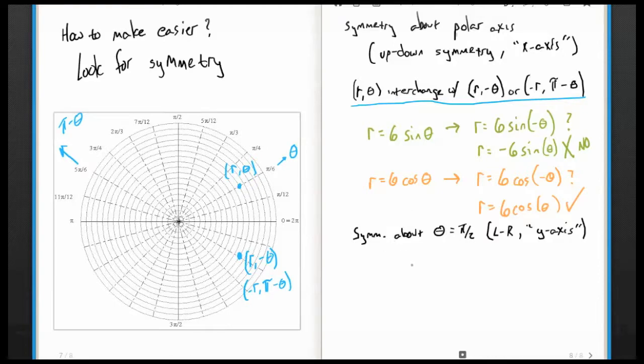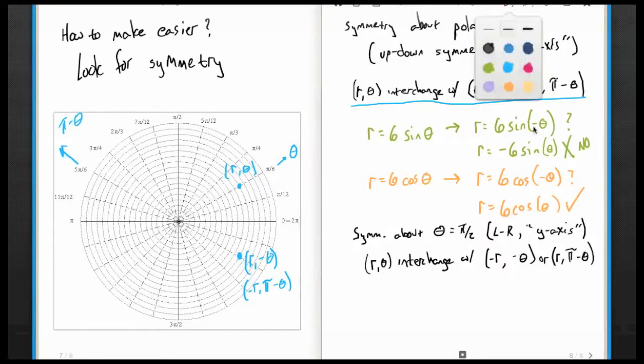And this will work if r and theta are interchangeable with negative r and negative theta, or positive r and the supplement, pi minus theta. And that one we're going to do in red over on our picture.